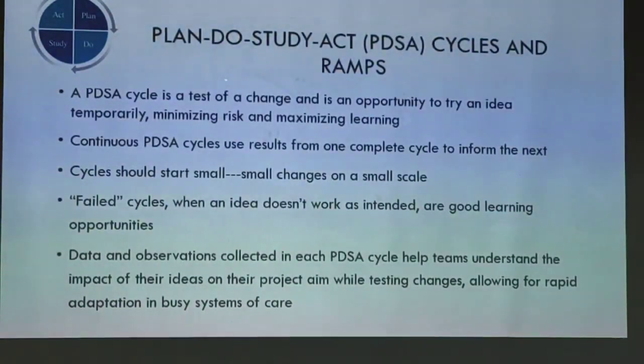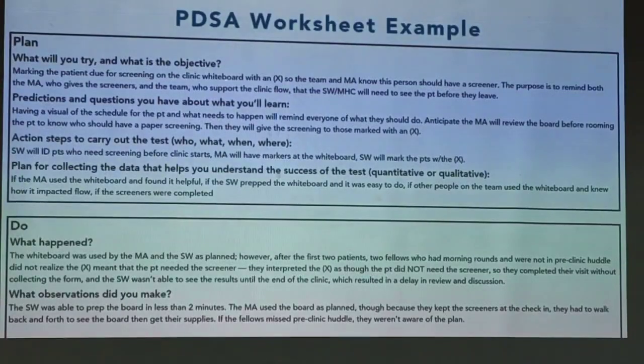And the failed cycles, when it doesn't work as intended, are still a good learning opportunity to say, hey, is there something we can try differently, or is this just not really going to get us where we want to be? And so you can work through this. This is just an example of a PDSA worksheet where they started with, again, what are you going to try to do? What's your objective? Make some predictions about what you'll learn if you do this change, right? What do you think is going to happen? Carry it out, and then look at what happened and talk about it from there.